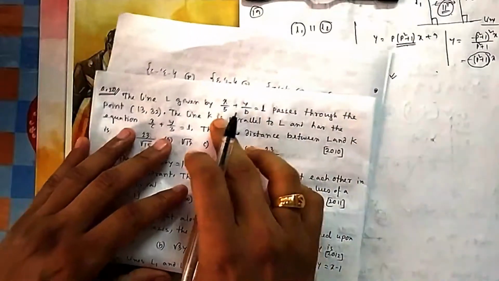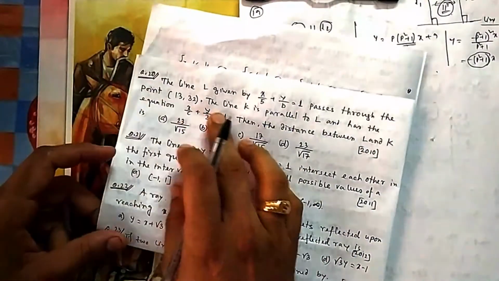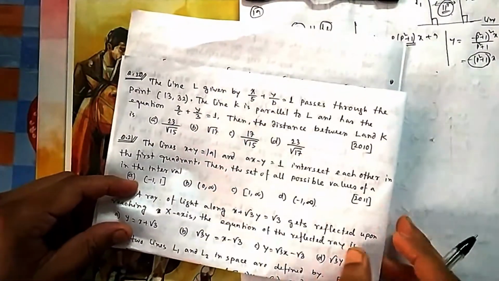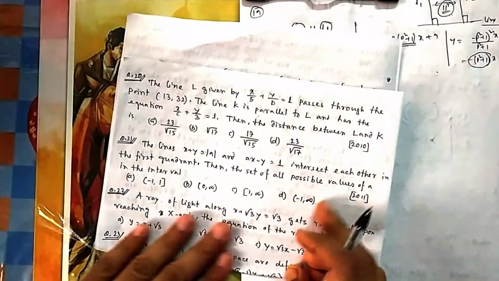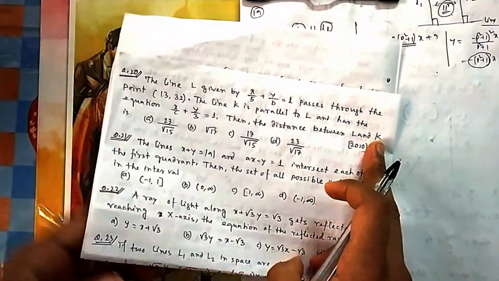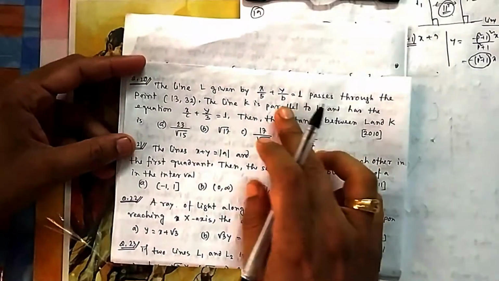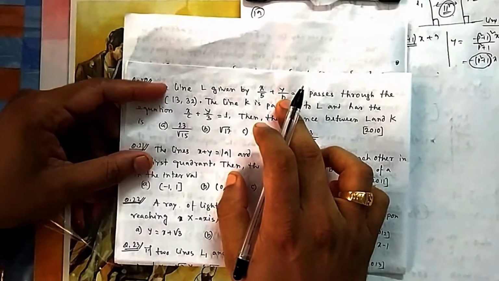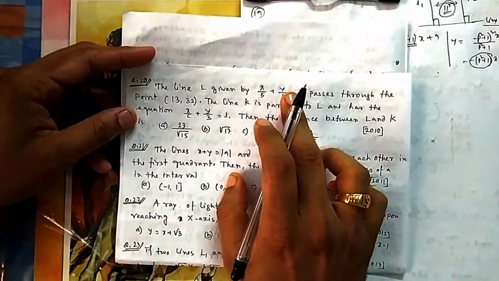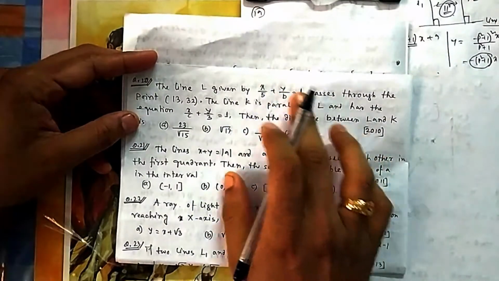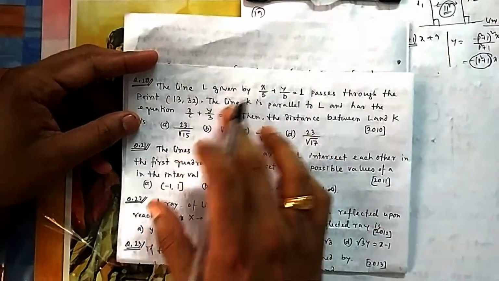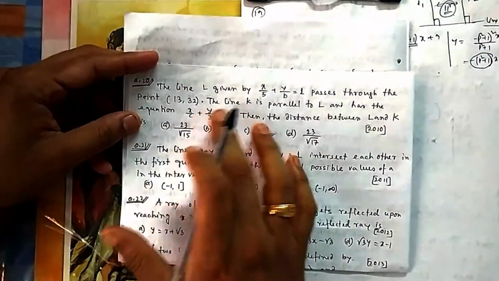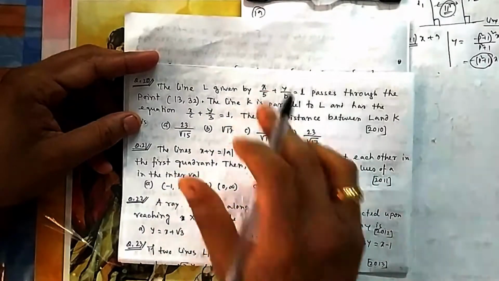Okay, in question 20, the line L is given by this, passes through the point this, the line K is parallel to L and has the equation this. The distance between L and K. Okay, first let us do one by one. So this passes through this point, which means I can find B. One by one I am calculating. Because it is a parallel line, parallel means slope equal, then I can know C. Once I know all these things, then I can find the distance between two parallel lines. That we have already done in theory.